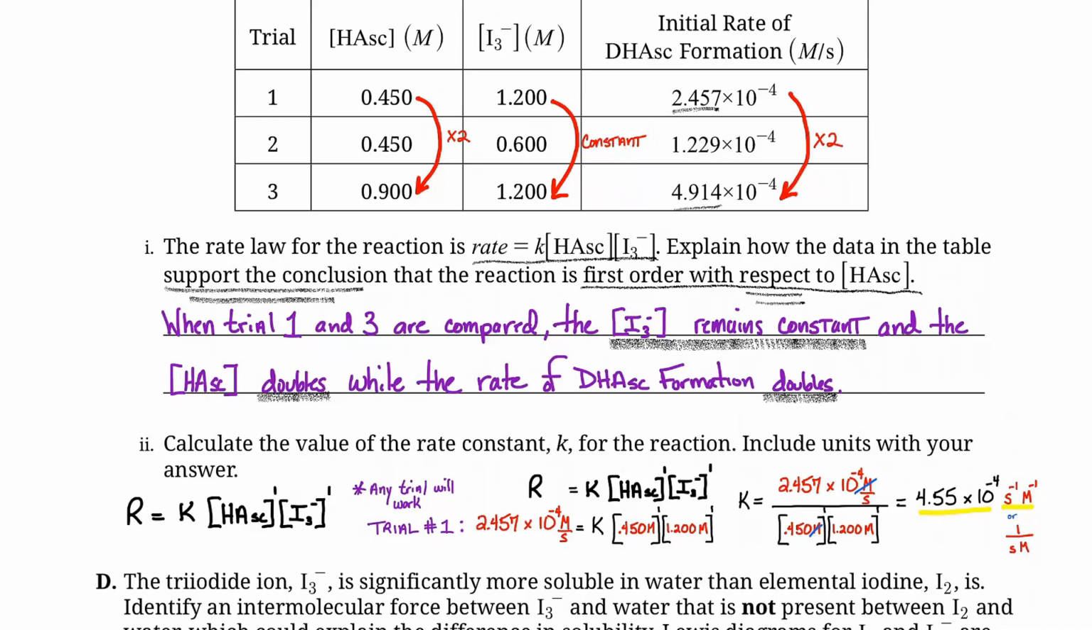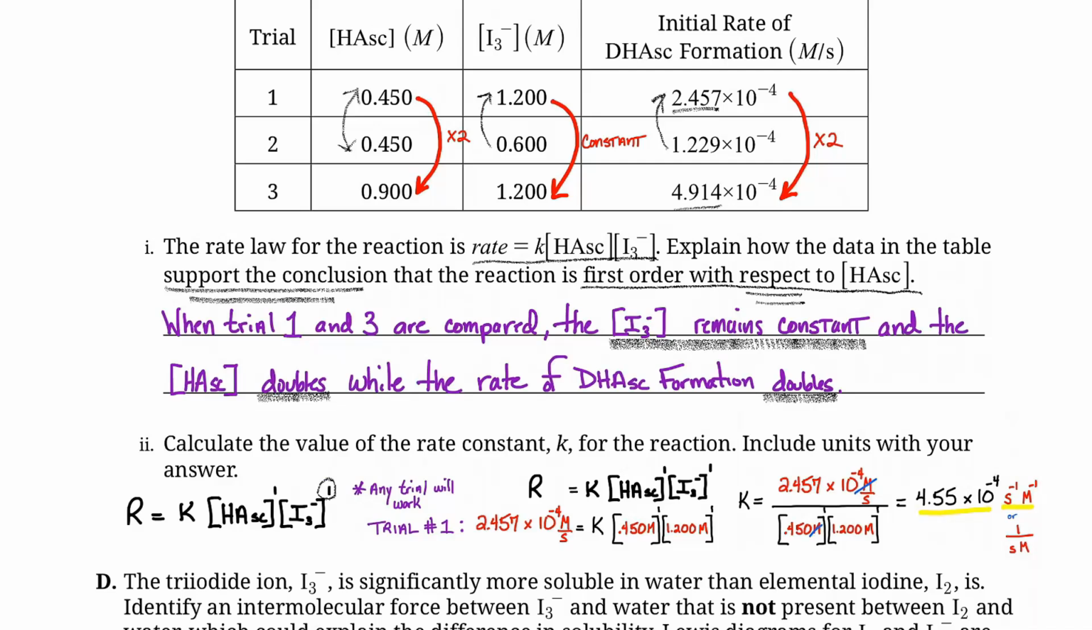So if we want to make sure that it's first order with the triiodide, we're going to keep the ascorbic acid constant, and look at trials 1 and 2. Let's say we go from 2 to 1, the ascorbic acid stays constant, and the triiodide doubles, and you could see that the rate doubles. So if you weren't sure if it was first order for the triiodide, you could have gone and made sure of that. All right, they did give us the rate law, but again, I could just make sure things are consistent in their questions.